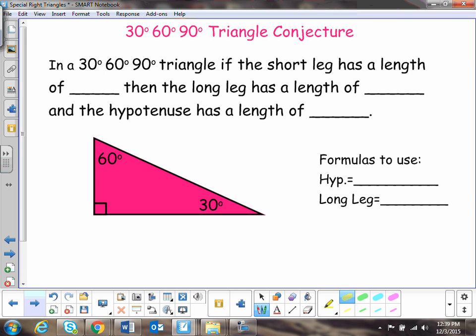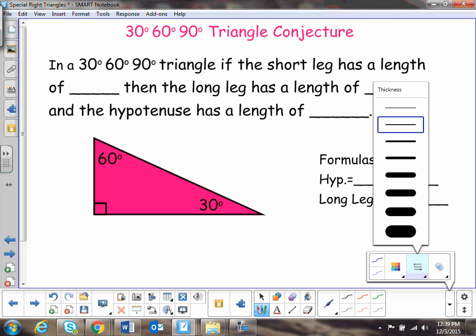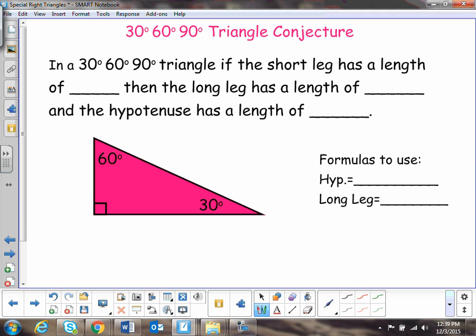Here's how the conjecture goes. In a 30, 60, 90 triangle, if the short leg has a length of x, we're going to just use the variable x because that's what we always use, and the long leg has a length of x radical 3, and the hypotenuse is going to have a length of 2x. Remember, double x. To associate to the picture, the short leg is always across from the 30. This will be x radical 3, and this one will be 2x.